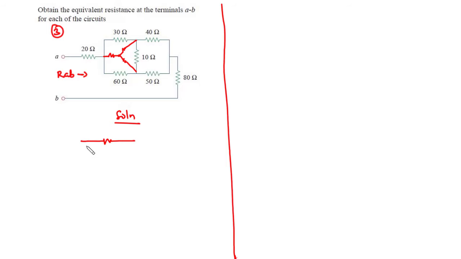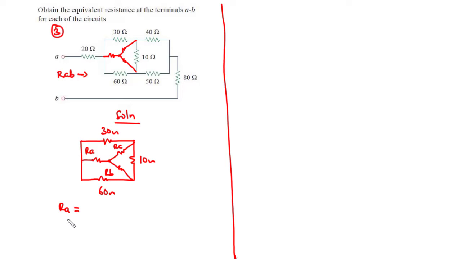Now let's transform this delta network into star. So we have this to be the delta network. It contains three resistors, 30, 60, and then 10. So we have this to be 30 ohms, 60 ohms, and then 10 ohms. And then we have the star network inside of the delta. So we call this RA, RB, and then RC. So let's find the values of RA, RB, and then RC.